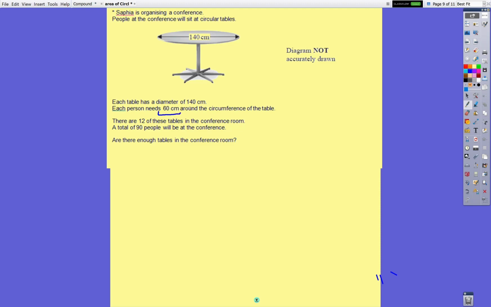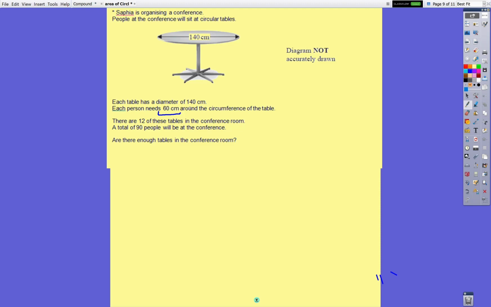But 60 centimetres around the circumference, okay? There are 12 of these tables in the conference room. A total of 90 people will be at the conference. Are there enough tables? So we need a yes or no answer now. You can't just put yes or no. Alright, you need to show some working out with this one.